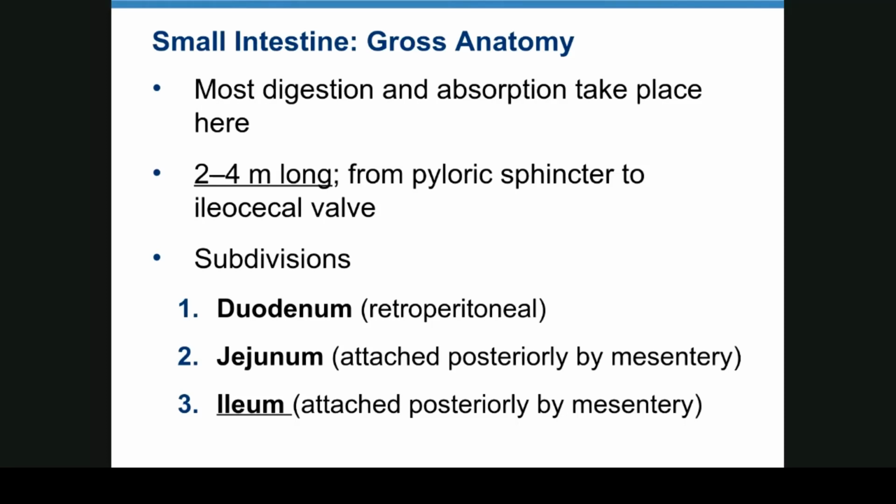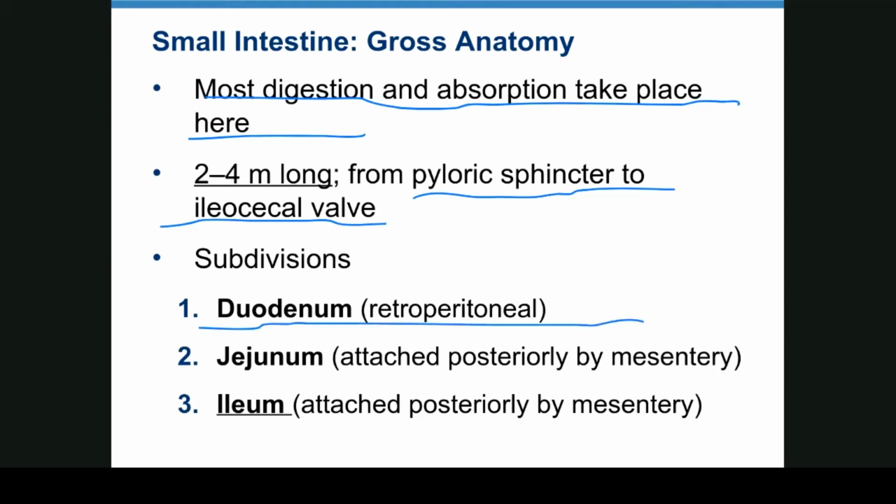Small intestine: most digestion and absorption take place in the small intestine. It's probably about 4 meters long from the pyloric sphincter to the ileocecal valve. Subdivisions: the duodenum, which is still retroperitoneal, so it goes back behind the peritoneal cavity; the jejunum, which is attached by mesentery; and the ileum, also attached by mesentery.